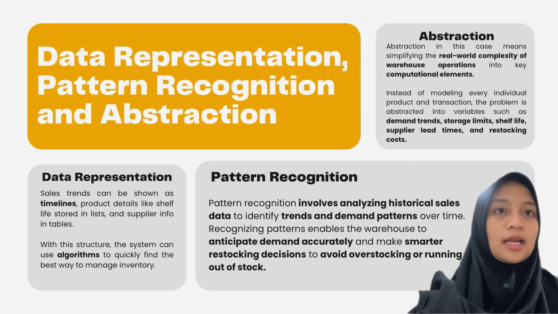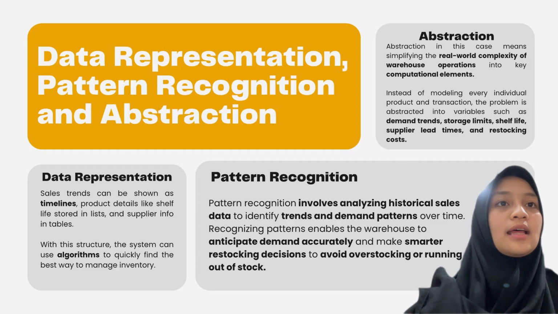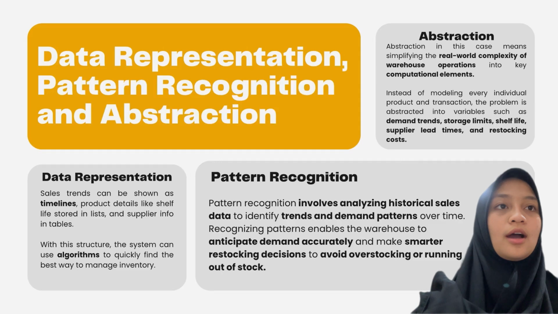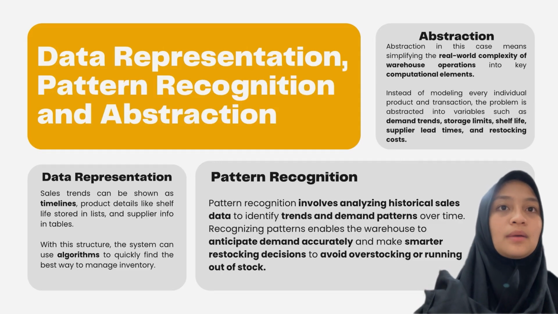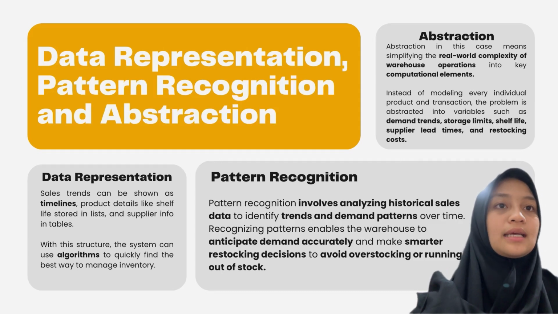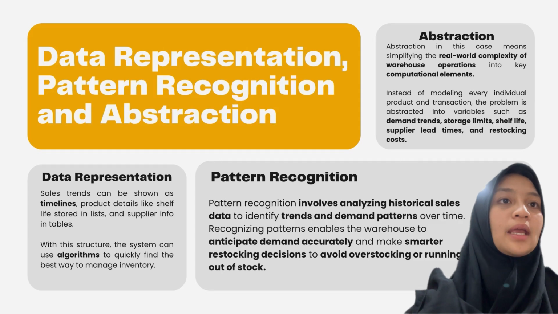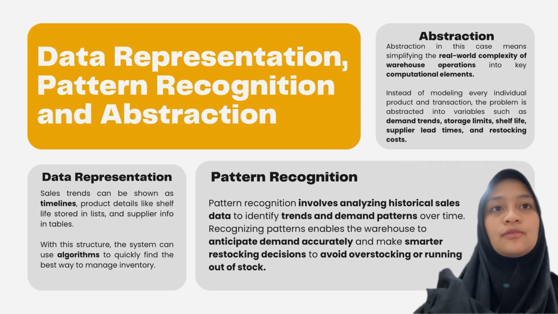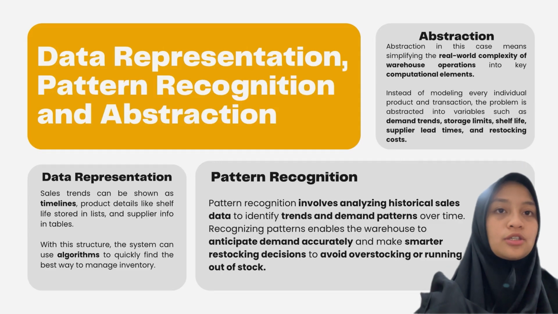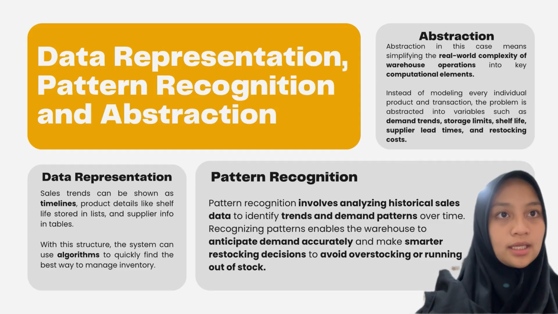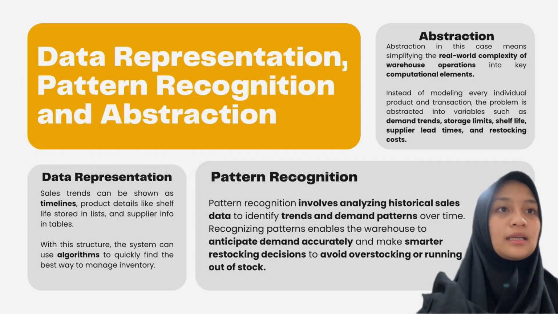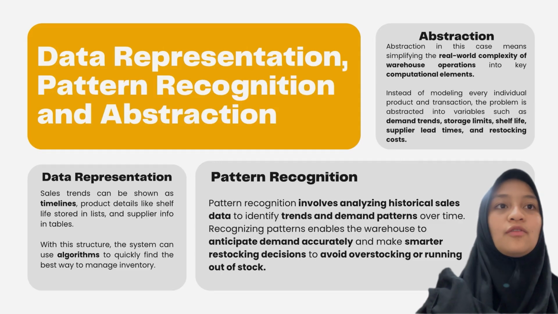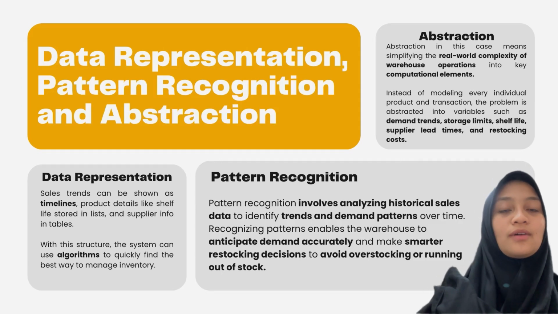Lastly, abstraction. Abstraction simplifies the complex real-world warehouse system into key variables like demand trends, storage limits, and supplier lead time. This helps us focus only on the most important data needed for building the computational solution. Together, these three concepts form the foundation for designing an efficient and smart inventory system.